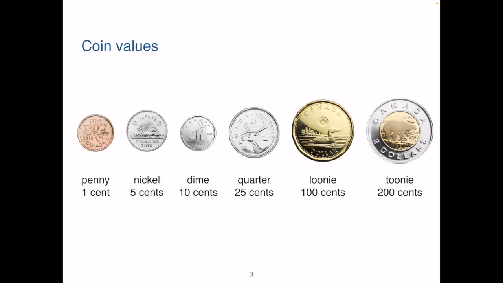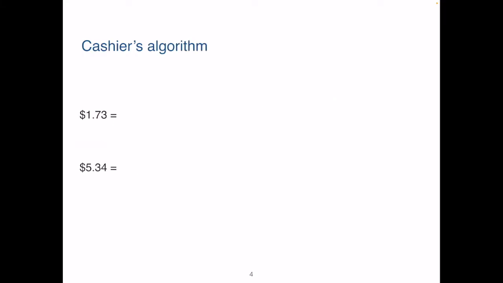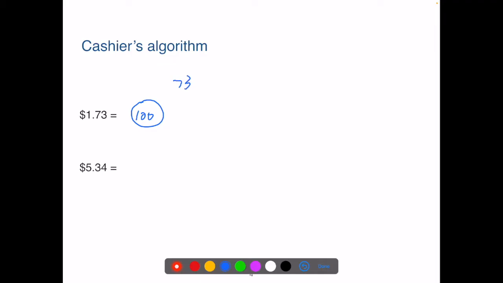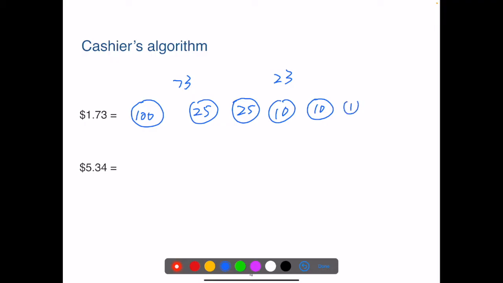Suppose we use Canada's coins and have a set of coin values 1, 5, 10, 25, 100, and 200 cents. We know the penny was phased out in Canada, and let's assume that we still have it. If we need to make a total of $1.73, we use 1 loonie first, and then that'll leave us 73 cents. So we could use 2 quarters, and then that'll leave us with 23 cents. So we can use 2 dimes and 3 pennies.